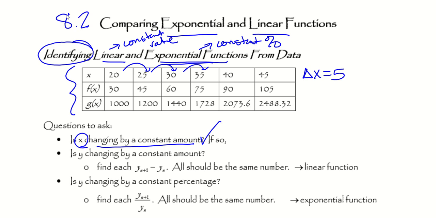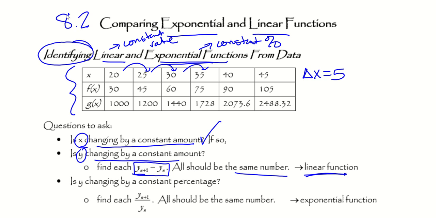The next thing we'll look at is whether y is changing by a constant amount. What this statement means is subtracting consecutive y's. This y sub n plus 1 means the next y, minus y sub n, the previous y. If we subtract y's, working backwards along the way, and we always get the same number, then we have a linear function.